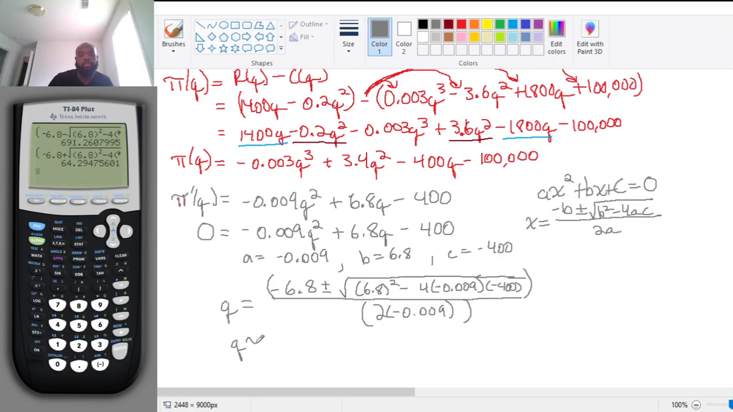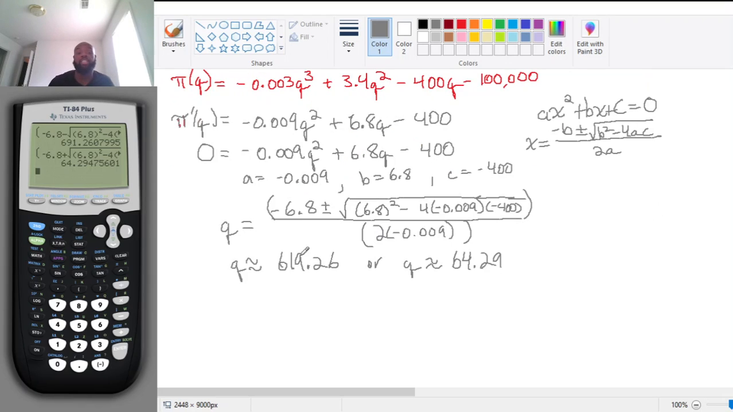I get Q is approximately 691.26, or Q is approximately 64.29. Now, these are our critical points, and they're actually approximations, right? Of course, these are quantities of items, and so I'm going to round them to the nearest whole number. I'm going to say that that's 691, and I'm going to say that that's 64, right? These are the values that I put on my number line.